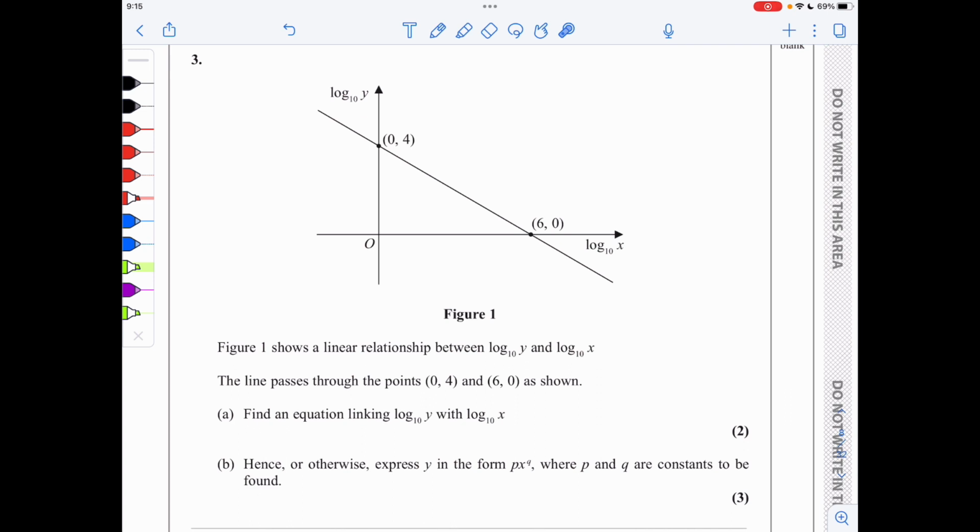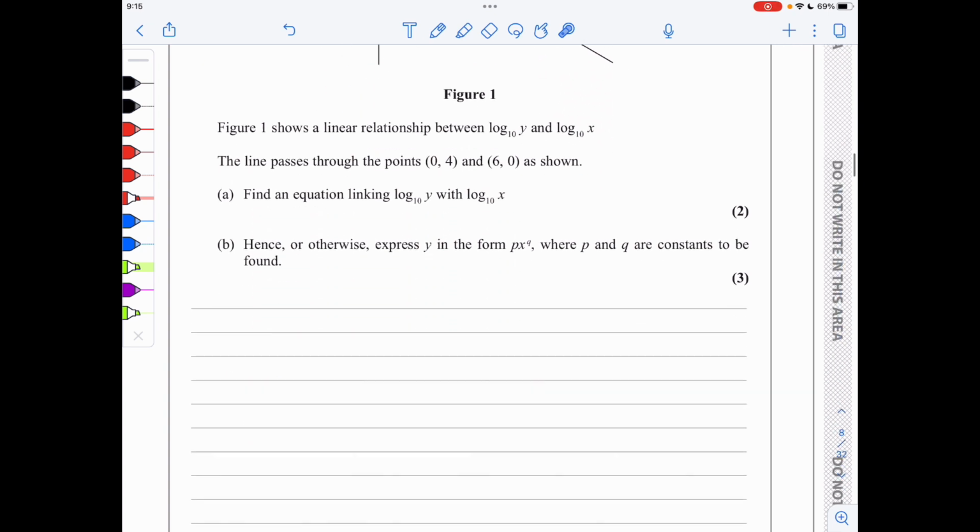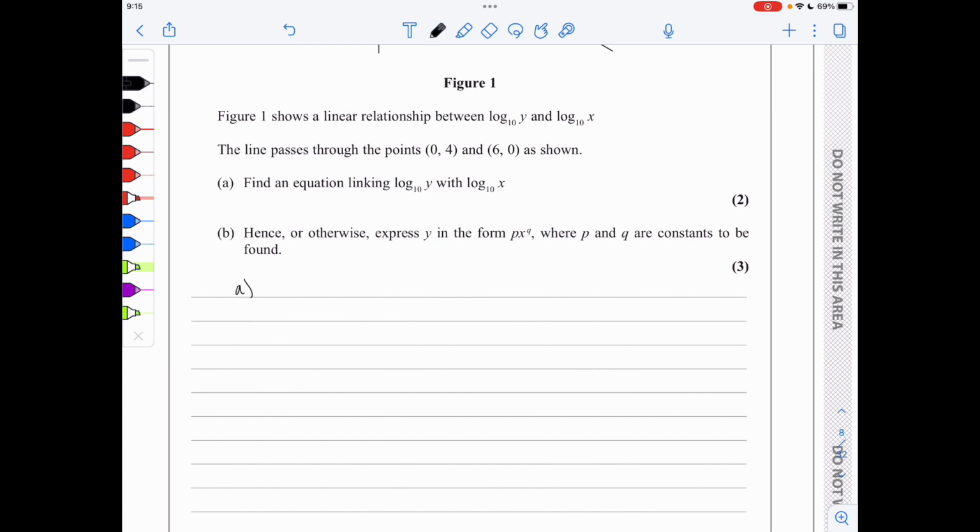In question 3, part A, we need to find an equation that links log of y with log of x. I will start by finding the equation of the straight line here. So the gradient is simply y2 minus y1 over x2 minus x1. So it's 4 minus 0 over 0 minus 6, which is equal to minus 2 over 3. So I can also observe that the y-intercept is 4, and therefore log of y base 10 is minus 2 over 3 log of x base 10 plus 4. That will be the equation that links log of y with the log of x.